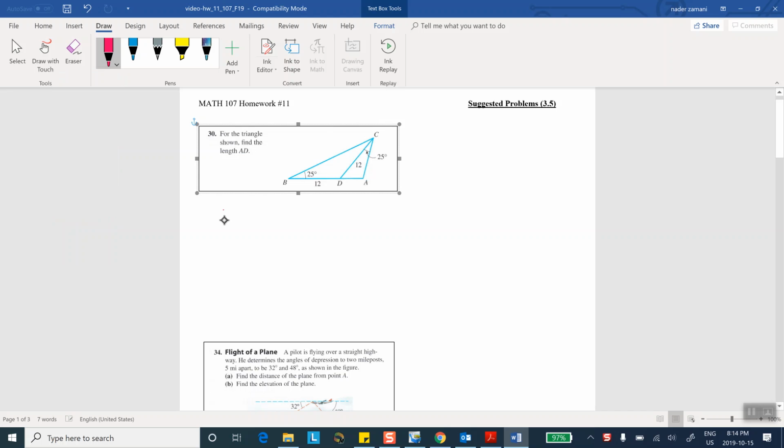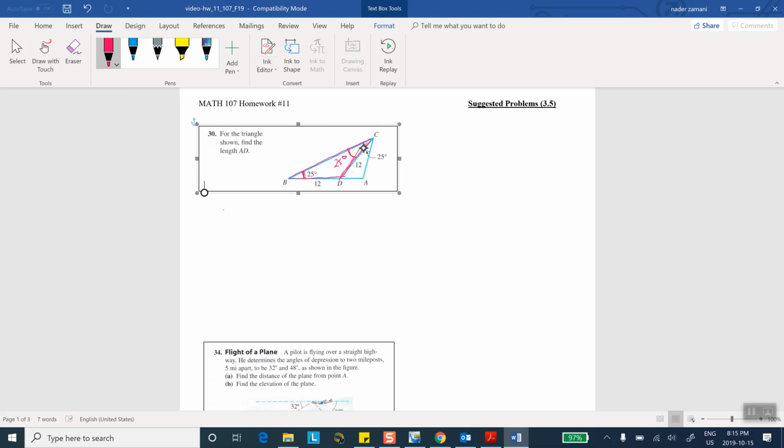Now here we have to use a little bit of our brain. Look at this triangle BCD. These two sides, DC and BD, are both 12 units long. If that is the case, we are dealing with an isosceles triangle. An isosceles triangle means that this angle and that angle are the same. So this angle immediately is 25 degrees.